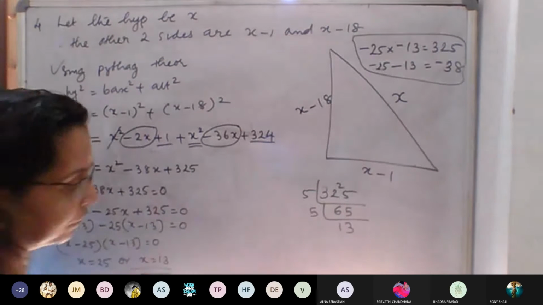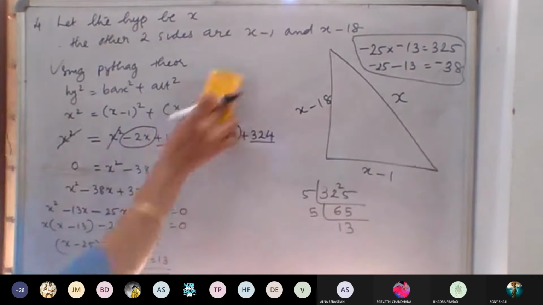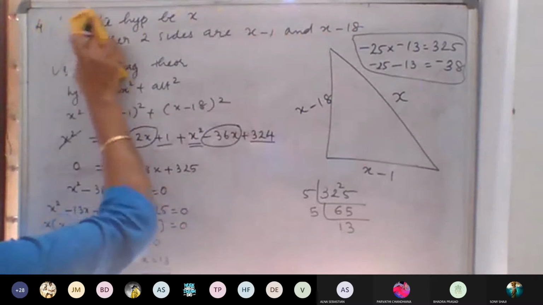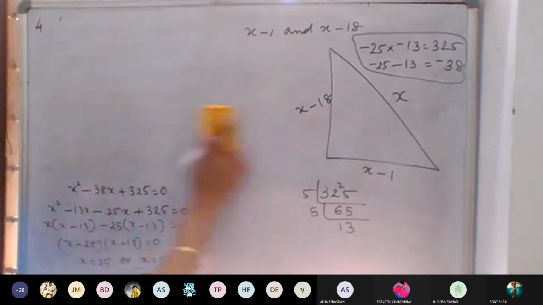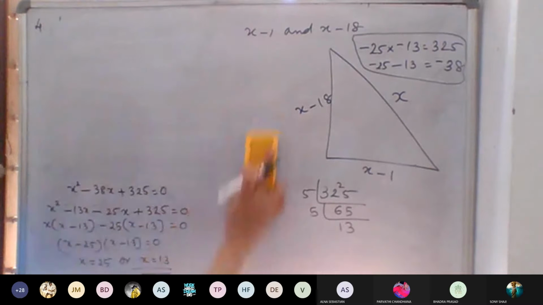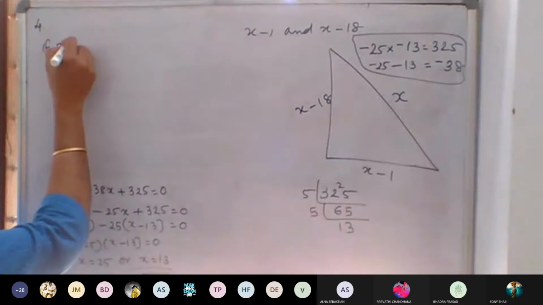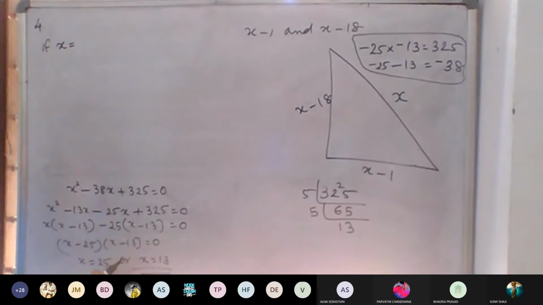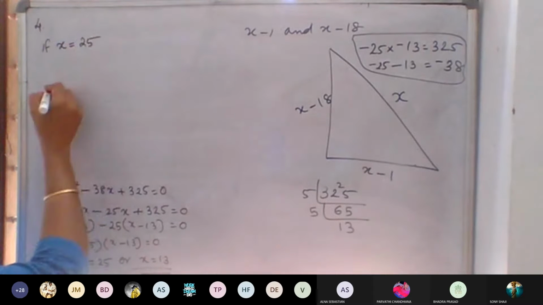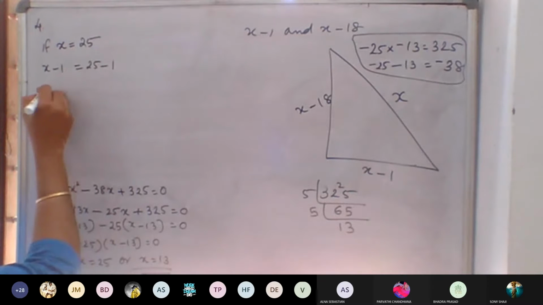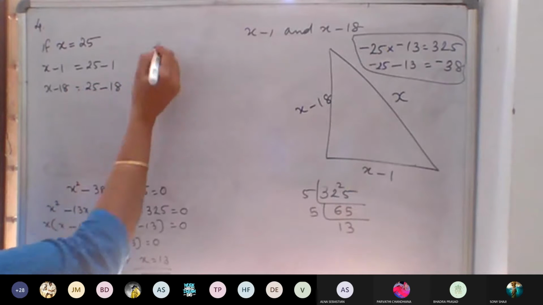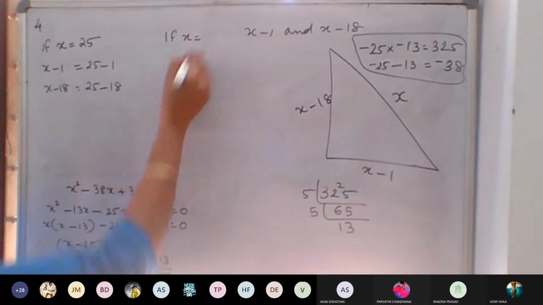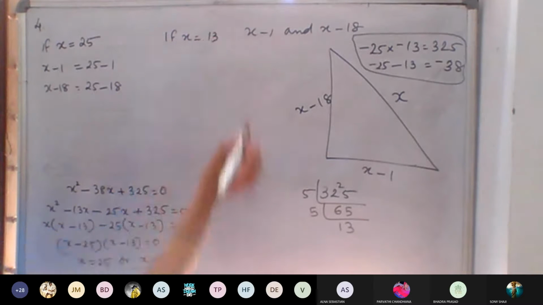Completed up to this? Then we have to find values of x minus 1 and x minus 18. So if x is equal to 25, x minus 1 is equal to 25 minus 1, then x minus 18 is equal to 25 minus 18. Similarly, we have to find out if x is equal to 13.